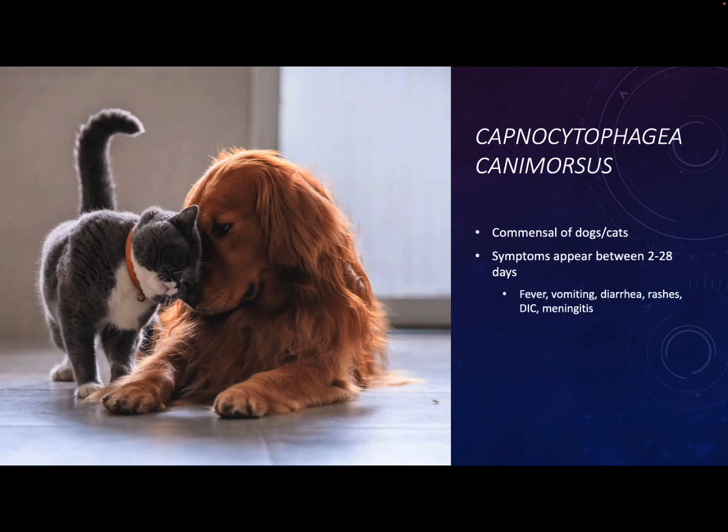and cats. And what can happen is, just like we saw with Bartonella henselae, if your cat licks you or your dog licks you and you have a wound, you can get infected. And so symptoms can appear anywhere from 2 to 28 days after initial exposure. Fever, vomiting, diarrhea, rashes. It causes that disseminated intravascular coagulation.